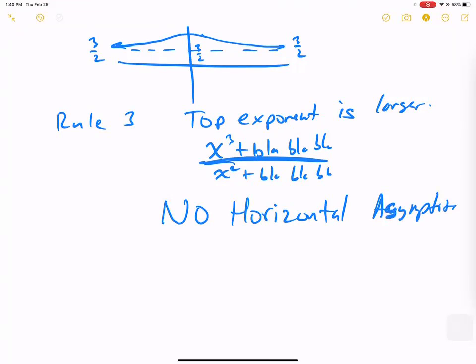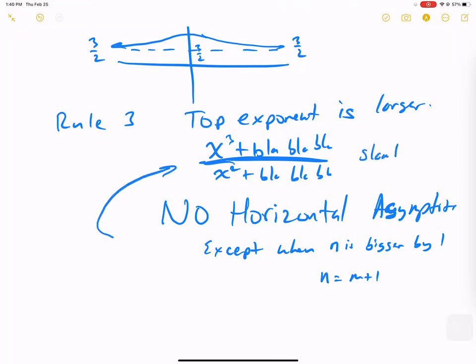There is no special asymptote when the top is bigger, except here's a special rule. This is an exception. Except when n is bigger by 1. If n is equal to m plus 1, that means if n is bigger just by 1, we have a slanted asymptote. We'll talk about what a slanted asymptote is later, but today we're only going to focus on a horizontal asymptote.